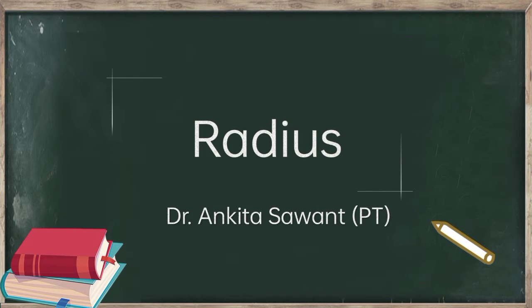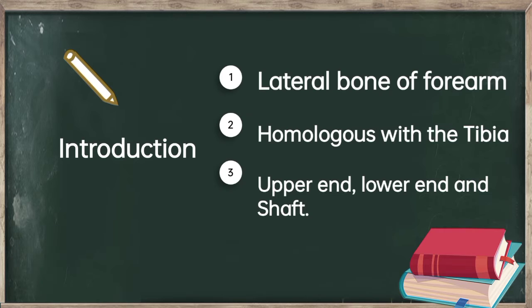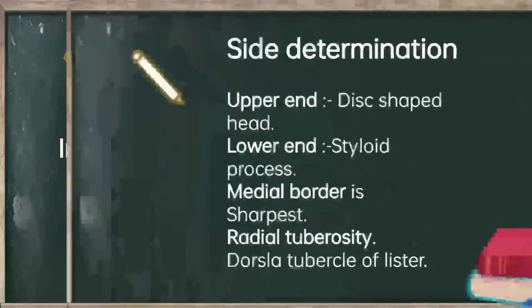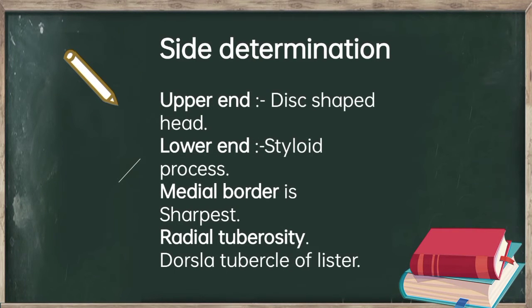I'm Dr. Ankita Sawant and today's video is about radius. So radius is a lateral bone of the forearm and is homologous with the tibia of the lower limb. It has an upper end, lower end and a shaft. Moving further to the site determination. Upper end is having disc shaped head while lower end is expanded with the styloid process.